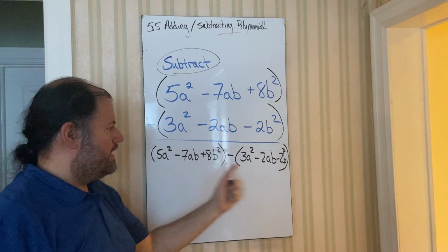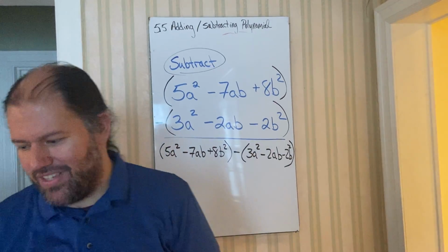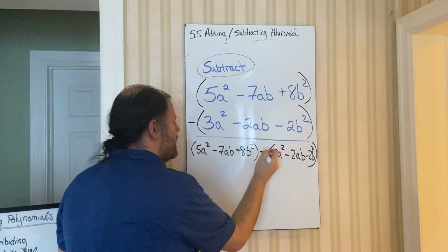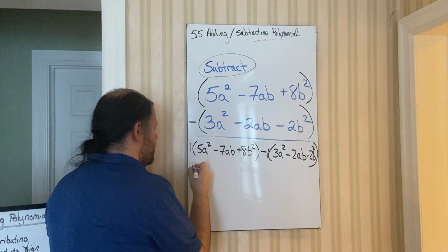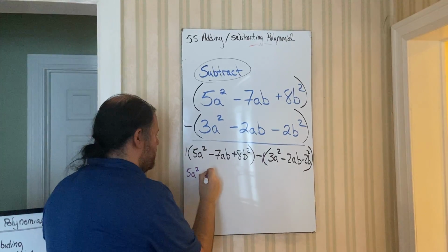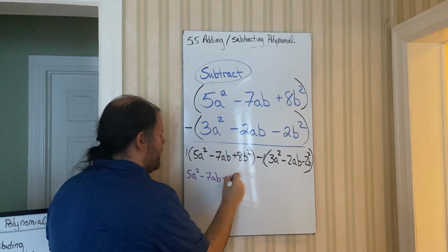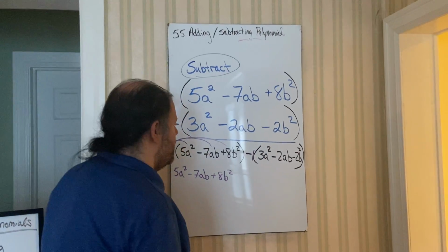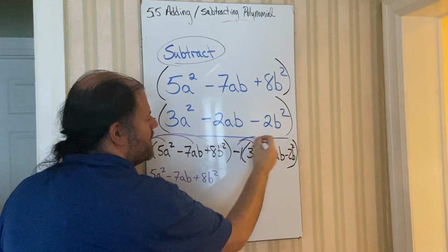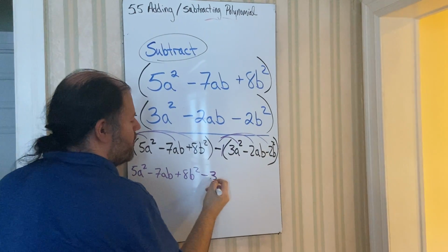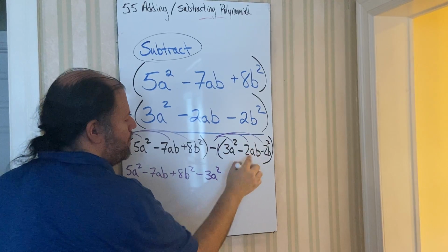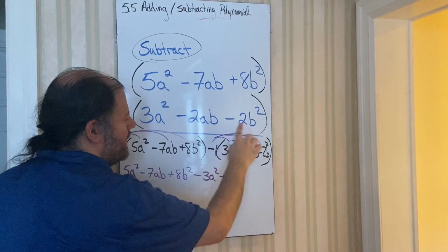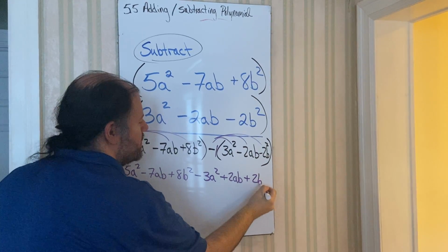Once it looks like this, then you go, oh yeah, that just looks like the problems that we've been working with. Slip in your ones. So when you distribute, you're going to get a positive 5a squared minus 7ab plus 8b squared. Remember, distributing by a positive 1 doesn't change anything. But when you distribute a negative 1, you're going to get a negative 3a squared. You're going to get a positive 2ab. Remember, negative times negative is positive. And then negative times negative is a positive 2b squared.